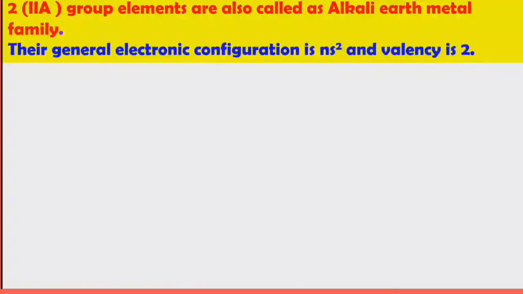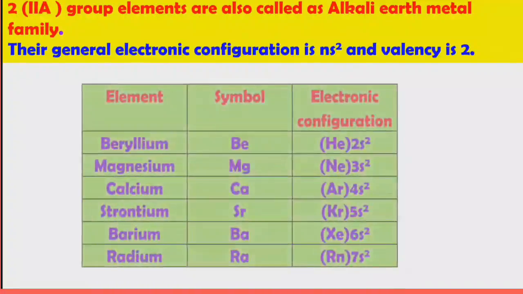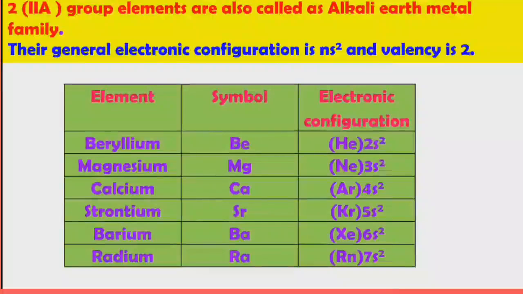Now for the second A group elements, also called the alkaline earth metal family. Their general electron configuration is ns2 and their valency is 2. Here we will see the elements and their symbols and electronic configuration.